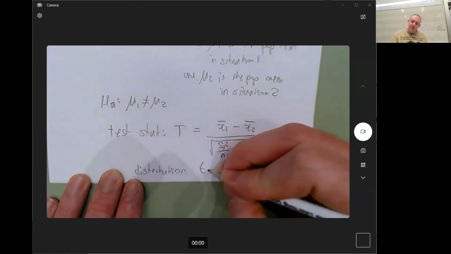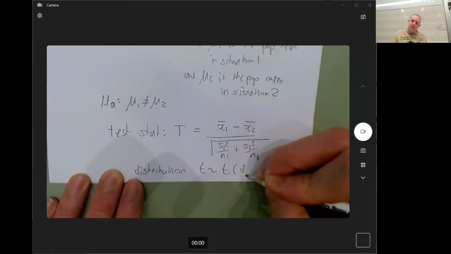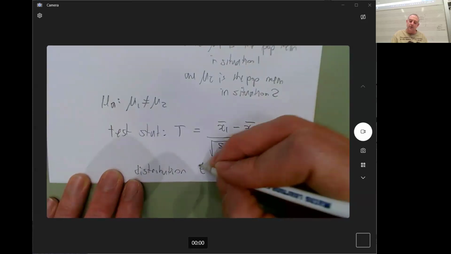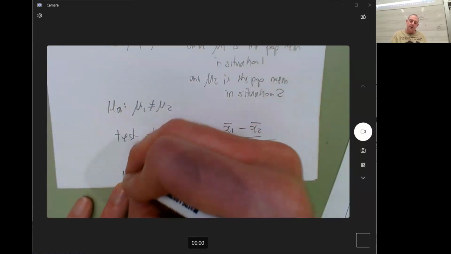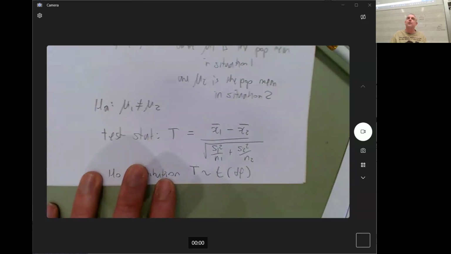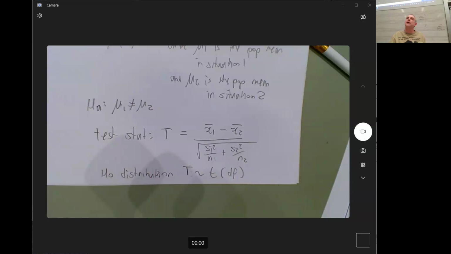And it comes from a T distribution with some degrees of freedom. Sorry, capital T. It's from a T distribution with some degrees of freedom. But I do not know how to calculate that. There is a wickedly horrible formula that R will calculate for you. This is called the Welch thing. If you don't have a machine to do this calculation for you, you normally choose the lower of one less than the two sample sizes.